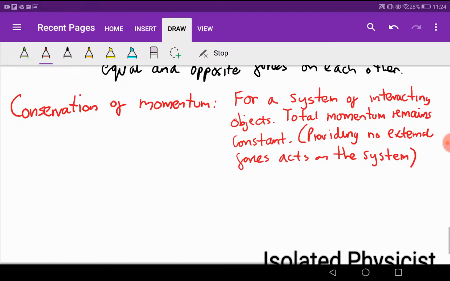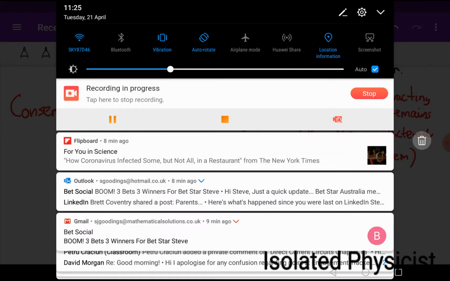So let's just jump straight in with an example, I think. Let's look at the worked example on page 163. I'm just going to pause the video while I write it out.